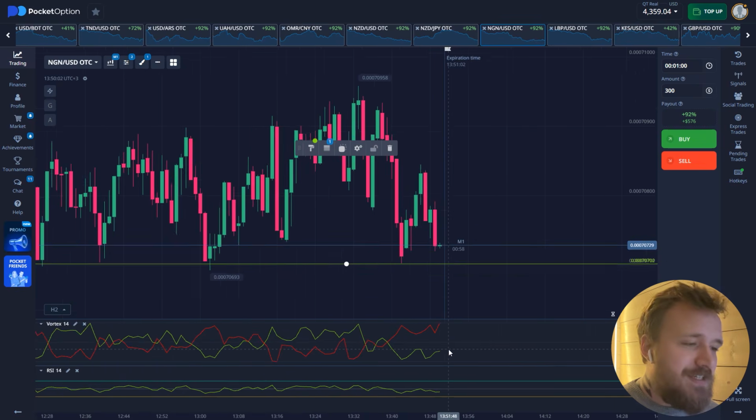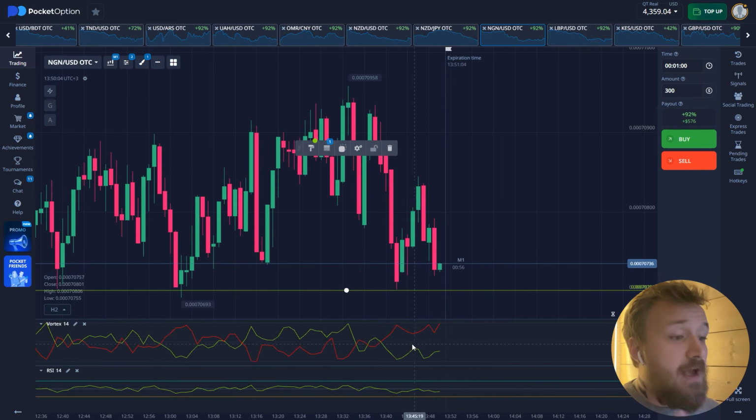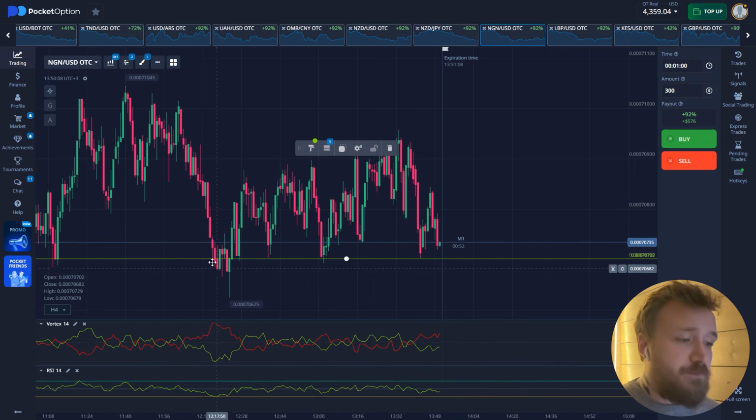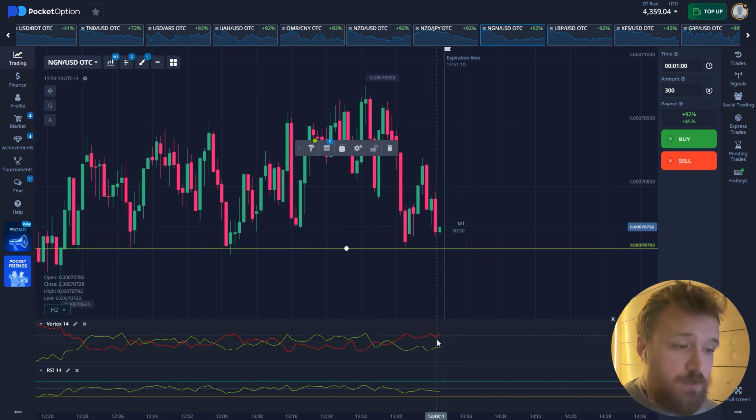Look, the vortex lines seem to be narrowing, but now the red line has shown a sharp bounce upward again. What do we do about it?